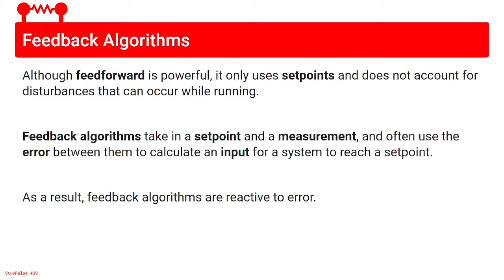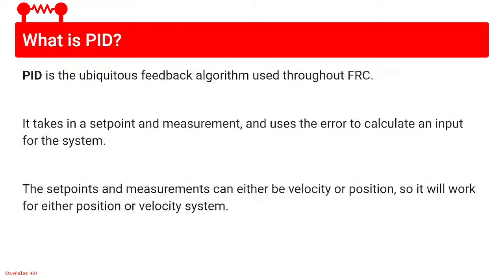Whereas feedback algorithms take in a set point and a measurement and can calculate the difference between them, the error, to then calculate a voltage that you can use for the system, right? As a result of that fact, feedback algorithms are reactive to error, right? If there's error in your system, a feedback algorithm can account for that. And I already mentioned the three letters, but PID is the ubiquitous feedback algorithm used throughout FRC and probably a lot of other applications as well.